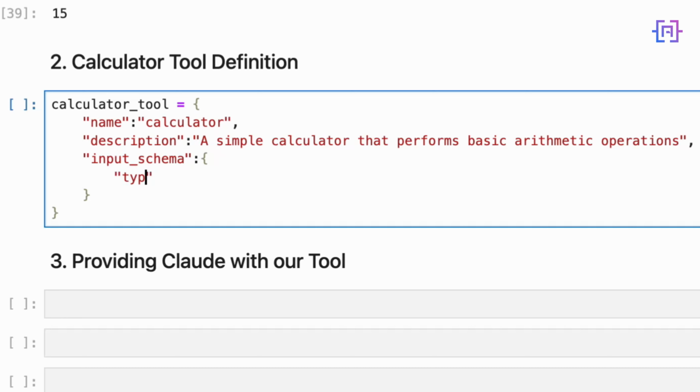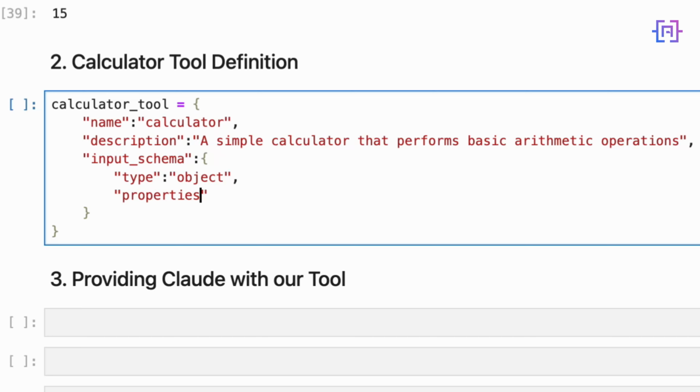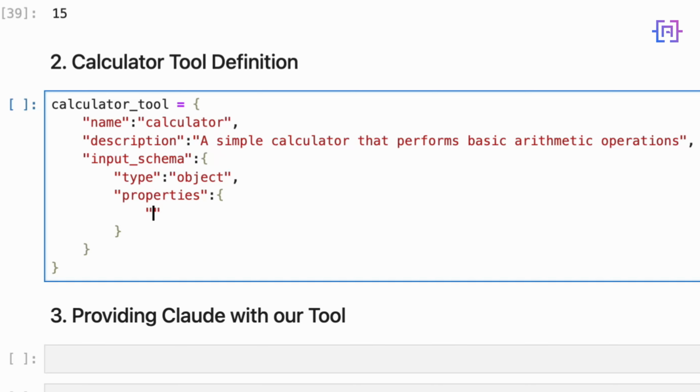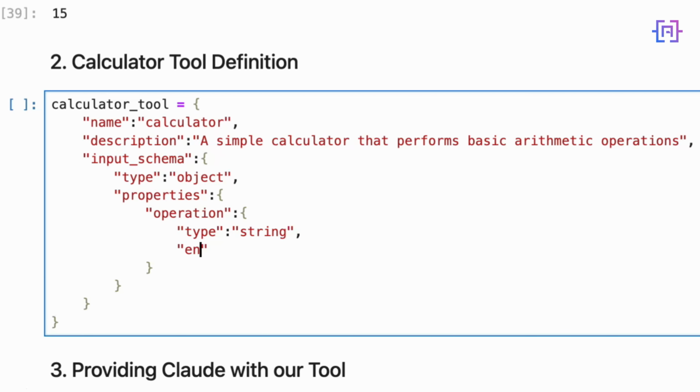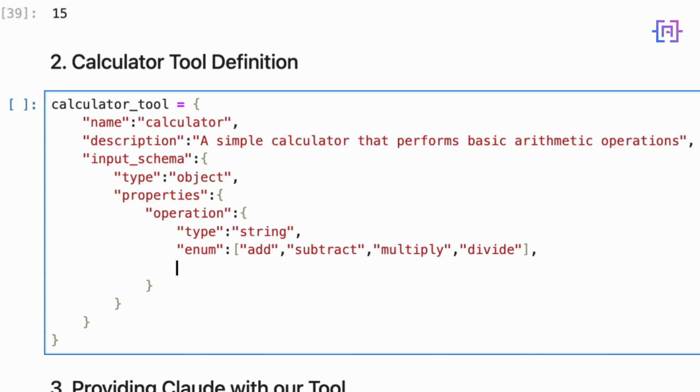Let's see how. Type is object, properties. We have three properties. The first one is operation, and it is of type string. Next, we are going to define an enum for the values allowed. We have add, subtract, multiply, and divide. And finally, description: the arithmetic operation to perform.